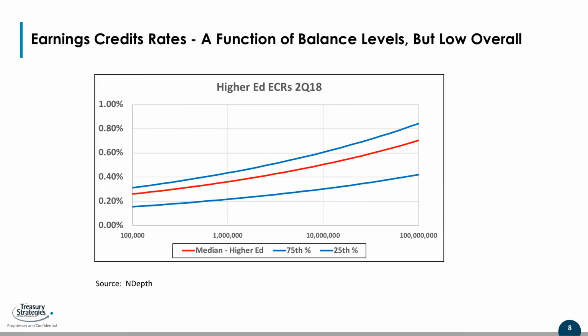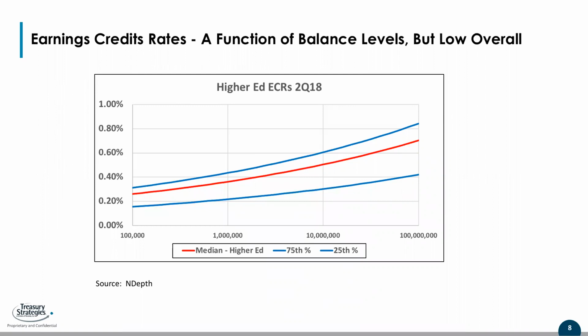Now, the blue lines here, let me explain. These represent percentile bands. The top blue line is the 75th percentile of all of the data in our database for higher ed. The bottom blue line is the 25th percentile. The red line is the median, which is not necessarily the midpoint in there, as you can see. So for 50% of all the data from higher ed in our database, the ECRs fall between those two blue lines. So the question is, do you fall between those two blue lines and you're receiving the average earnings credit rate that other higher ed institutions are getting?